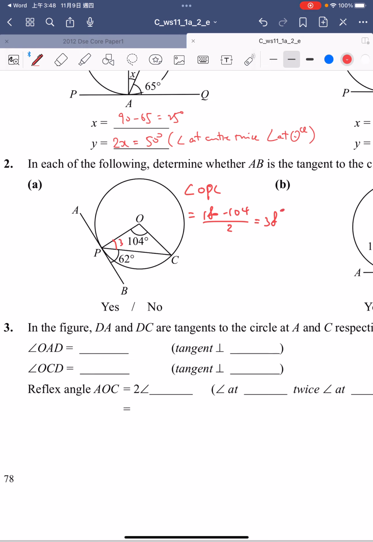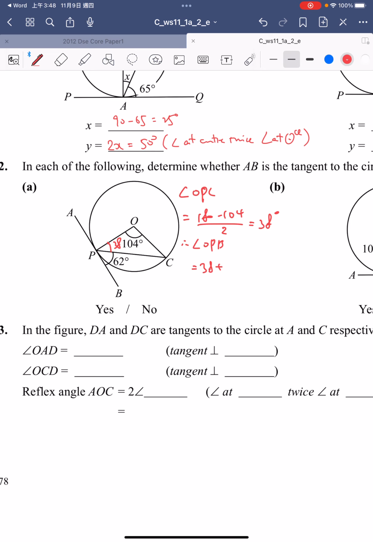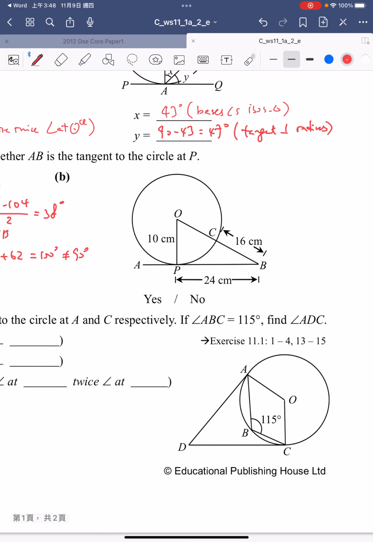So this is 38. Now we have the angle OPB, which is equal to 38 plus 62, giving you 100 degrees, which is not equal to 90 degrees. So it's actually not the tangent. If you want the tangent, you need to use the converse, tangent perpendicular to radius. You need to get 90 degrees so that OP is perpendicular to AB, so that AB is the tangent.